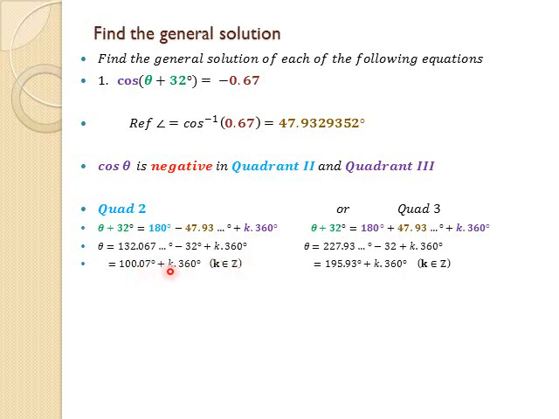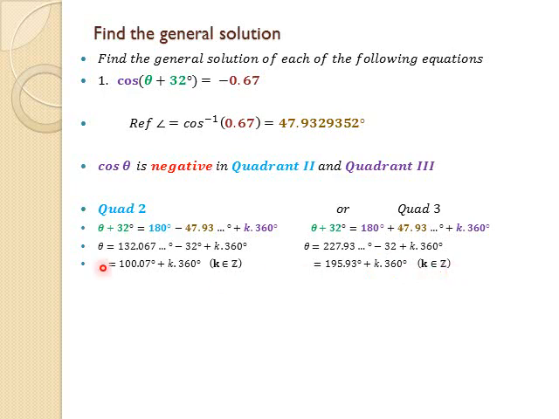And the K there is simply an element of integers, meaning any value minus 5, minus 4, minus 3, minus 2, 1, 0, etc. I can put there in the place of K. On this side here, 180 plus 47.93 gives me 227.93. Take 32 over, minus 32 plus K360, right? That simplifies to 195.93 if I round off to 2 decimal places, plus K360 and K element of integers.